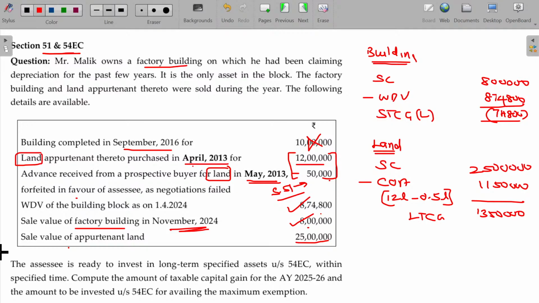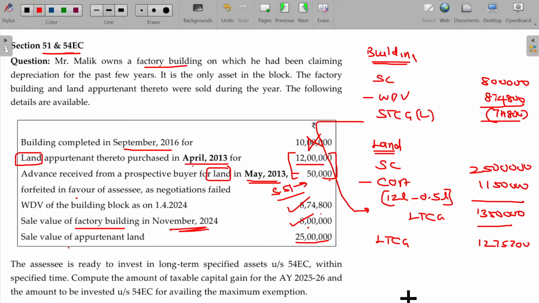There is a short-term capital loss and we have the long-term capital gain. Can we adjust the short-term capital loss against long-term? Of course, you can set off this loss here. Then the net long-term capital gain after set off being 12,75,200. Is that clear? Long-term capital loss cannot be adjusted against short-term capital gain, but vice versa is possible. We'll study all these things in the set off and carry forward chapter.